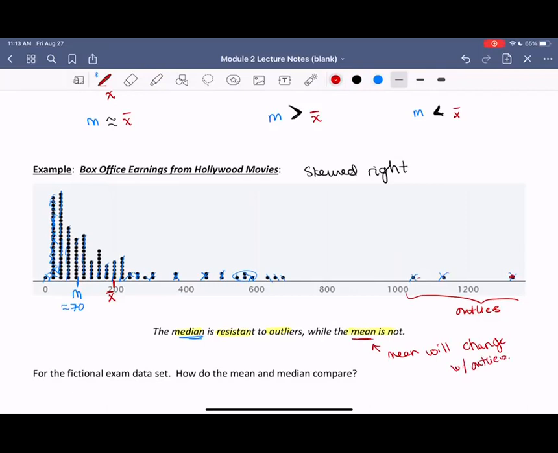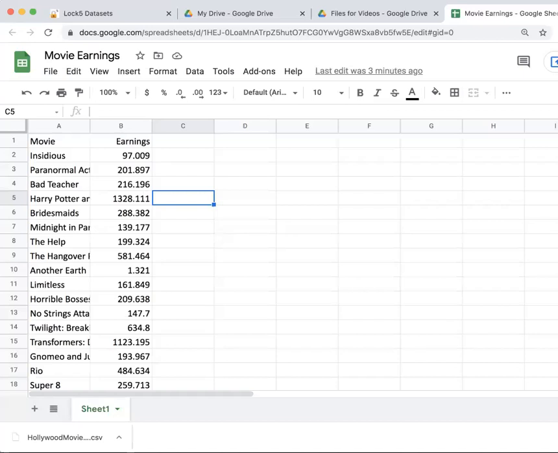So at this point, what I want to do is transition into a Google Doc to show you how you can actually compute the mean and median for this data set. You're going to be using Google Docs and other spreadsheets a lot in this class and throughout your life, so it's great to see some examples right away. All right, so here is a Google Doc containing some movies and the earnings of these movies.